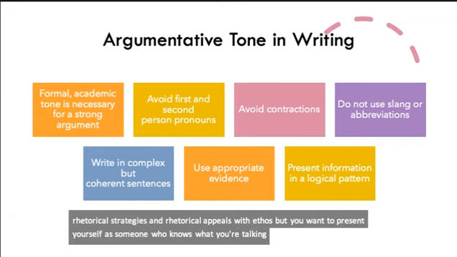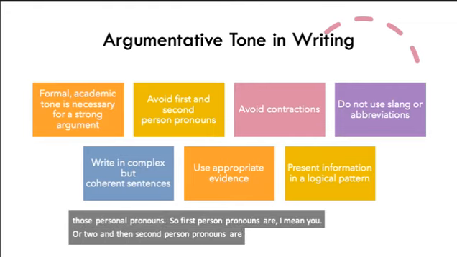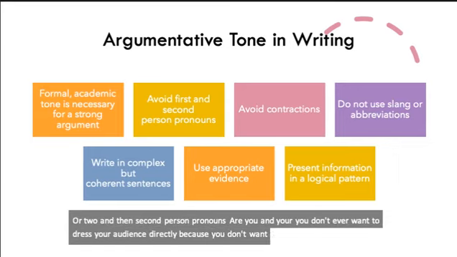So you want to avoid those personal pronouns. So first person pronouns are I, me, my. And then second person pronouns are you and your. You don't ever want to address your audience directly because you don't want to make any assumptions about that person.